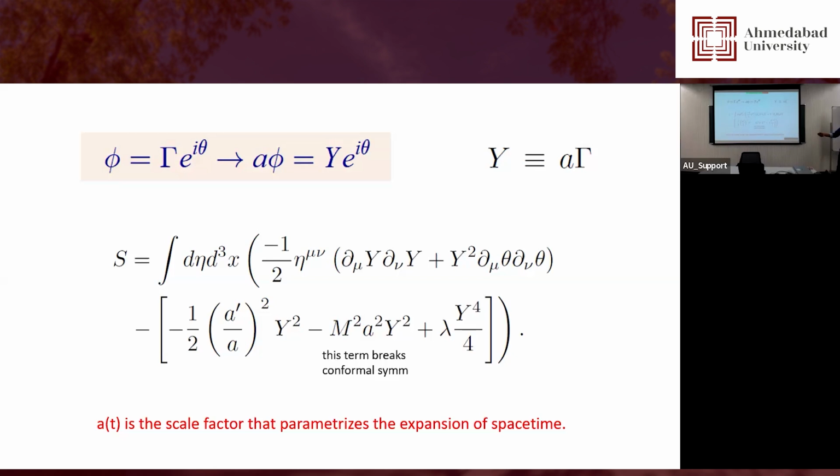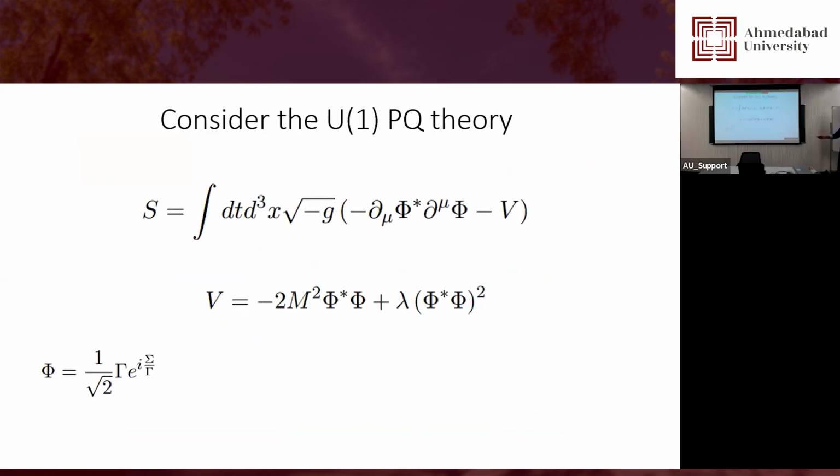The basic idea is I can always redefine the fields. This is a complex scalar, theta field and then the radial field. I define a new field Y where I multiply the radial field with A. Once I do that, I rewrite my entire action, which gives me direct information of the expansion of space-time. Because this is the FRW metric, it has this A to the power 4, and that tells me we are sitting in a de Sitter space-time, which is expanding.